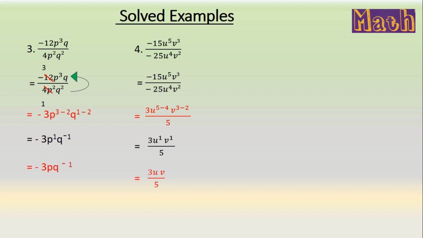I'll apply the rules of index. So u exponent 5 minus 4. Then also v to the power 3 and v to the power 2. I'll apply the rules of index, so v exponent 3 minus 2. So I have 3 u to the power 1, that is 5 minus 4 gives me 1. Then also 3 minus 2 will give me 1, so v to the power 1. So 3 u to the power 1 and v to the power 1, the answer becomes 3uv over 5.